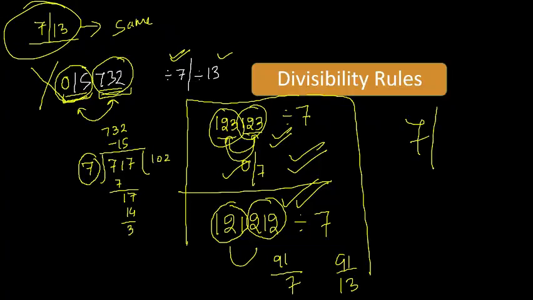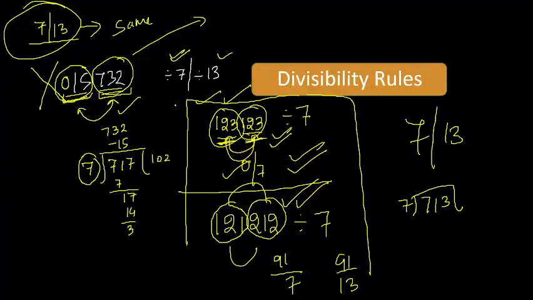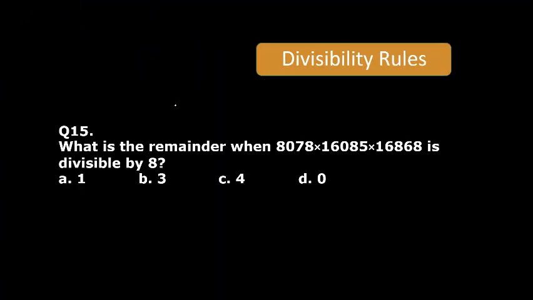What is the rule of 7 and 13? Just find the pairs of 3, 3 digits and find their difference. See, if your number is 3 digits, then it's easy, you can divide it. But if your number is bigger, 4 digits, 5 digits, 6 digits, then this method will help. I hope all the divisibility rules are clear to everyone.